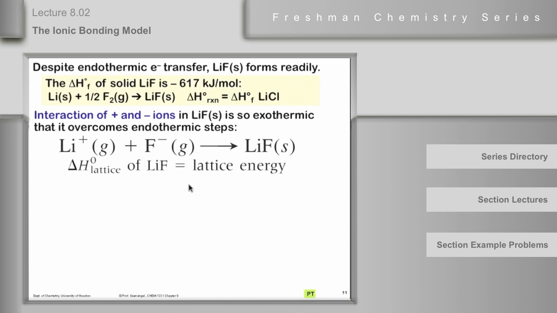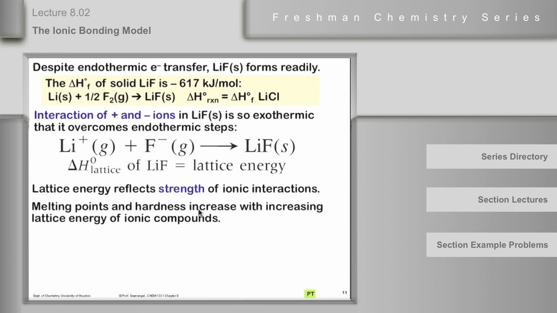Now, the lattice energy is a very influential parameter in the stability of ionic compounds. The lattice energy determines the melting point. It determines how hard the ionic solid is. And it has several other roles. How soluble the ionic compound is in water is partly due to the lattice energy. So it reflects the strength of ionic interactions.